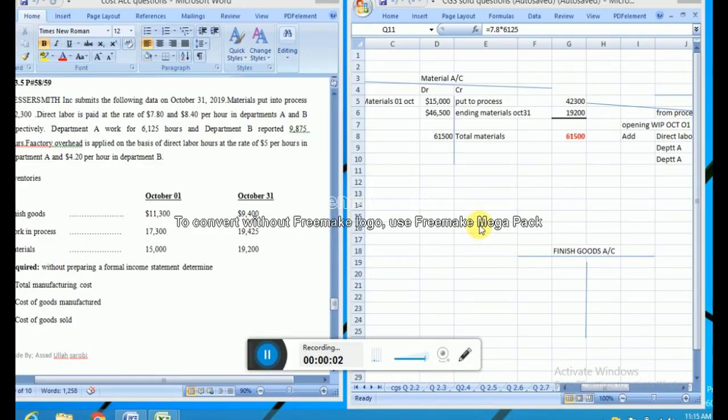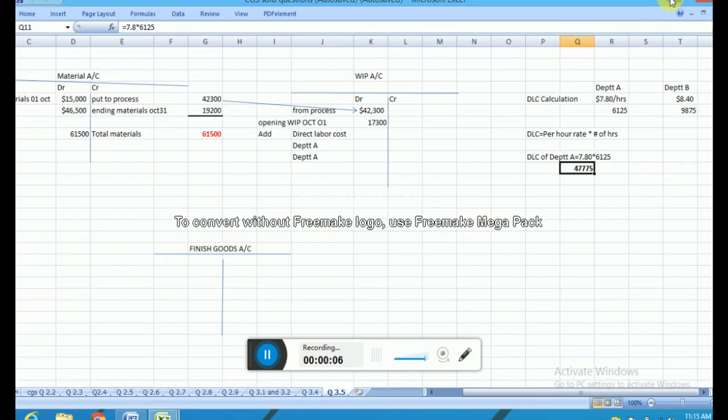Welcome back to the remaining part of question number 3.5. So we find out the direct labor cost for department A. Why? Because in department A, the per hour rate and the number of hours are given. So we calculate the direct labor cost for department A.